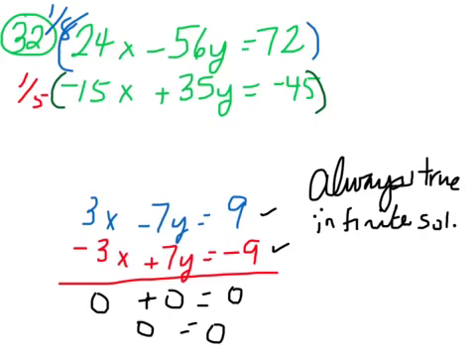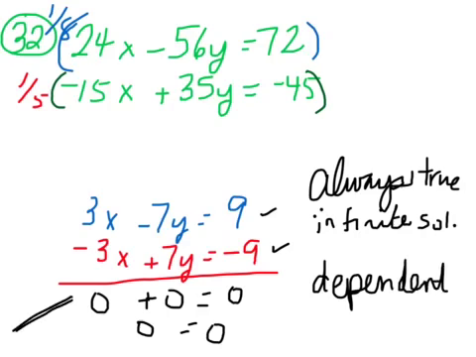Okay, so there are infinite solutions, and when we have infinite solutions, we call this a dependent system. It has infinite solutions because these two lines, when you graphed them, would graph right on top of each other. So if you're solving algebraically and you get something that's always true, this means that it's two of the same line.